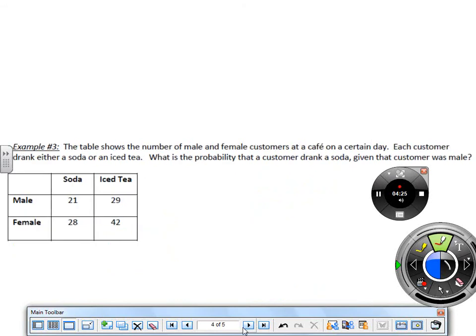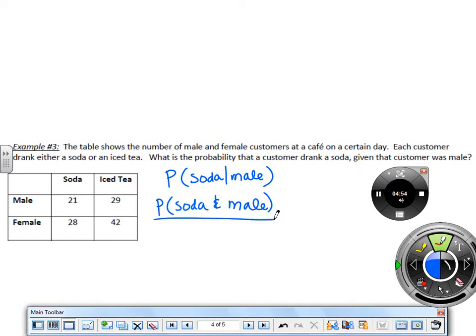All right, the last example like this is going to give us a table. This table shows male and female customers at a cafe on a certain day. Each customer either drank soda or iced tea. What's the probability the customer drank soda given that the customer was a male? So in other words, what's the probability that they drank a soda given they were male, which means we're calculating the amount of soda drinkers that are male over the amount of males in this problem.